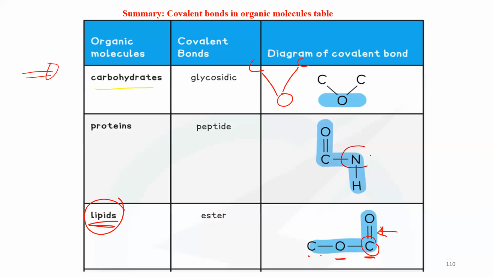Nitrogen. The moment you see a nitrogen bonded to the hydrogen of the amine, and the carbon of the carboxyl group, then this is a peptide bond. The moment you see nitrogen, it's peptide with no negotiation.